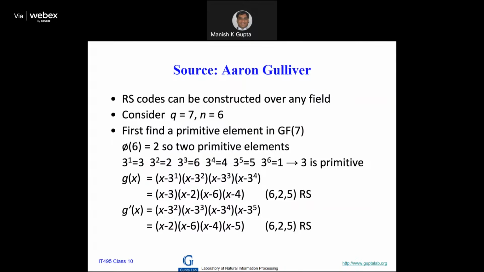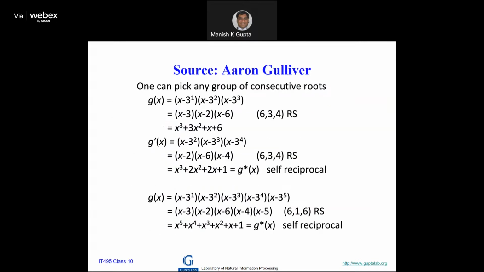So you see another one, if you take this power, 2, 3, 4, 5, you get something like this. This also gives you this code. You can take different powers of alpha actually. This is something beautiful. One can take any group of consecutive roots, 3 raised to power 1, 3 square, 3 cube, gives you (6, 3, 4). If you take this power, you get another (6, 3, 4). And actually, this polynomial is self-reciprocal. If you remember, I talked about self-reciprocal polynomial last time. Similarly, you take some other powers, you get another Reed-Solomon code.